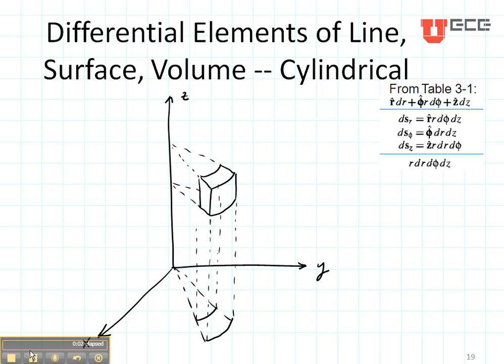Now let's talk about this cylindrical coordinate system. The cylindrical coordinate system also has differential elements of line, which is dl, surface, which is ds, and volume, which is dv. The same as the rectangular coordinate system, the line and surface could be used as either vector or scalar values depending on the application. Let's take a look at what each one is.